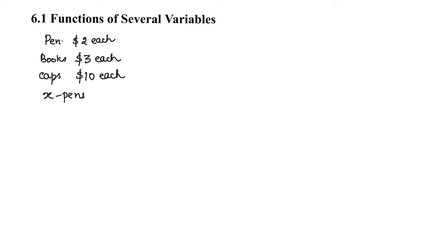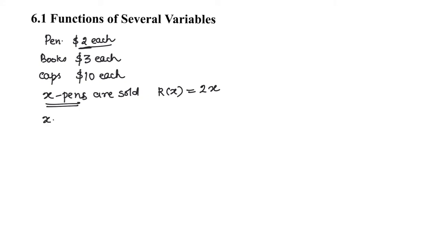I am going to explain the functions of several variables. Assume a bookstore is selling pens for $2 each, books for $3 each, and caps for $10 each. Assume they sold x pens. That means if x pens are sold, what will be the revenue? I can express this as a revenue function. The cost of a pen is $2 each, so it will be 2 times x.